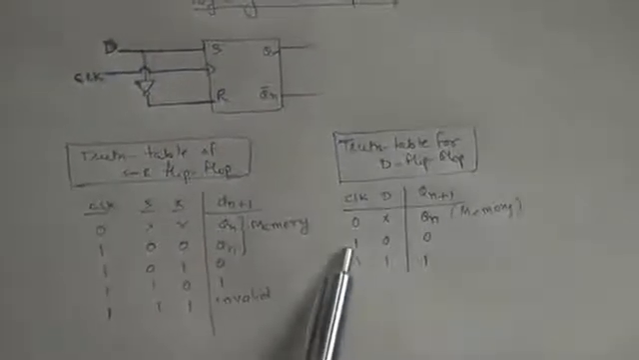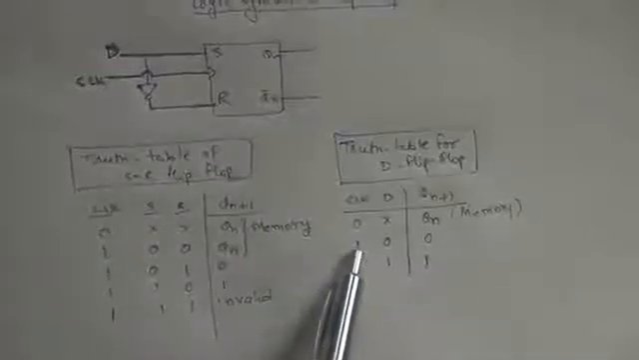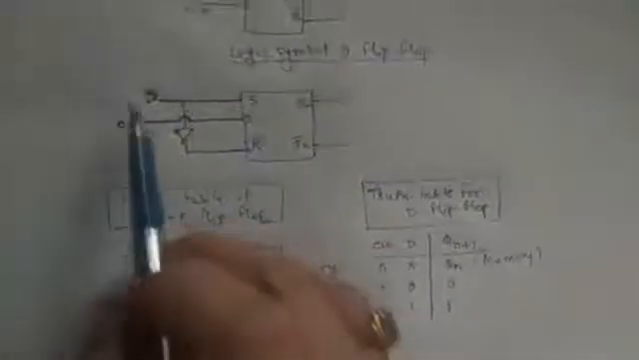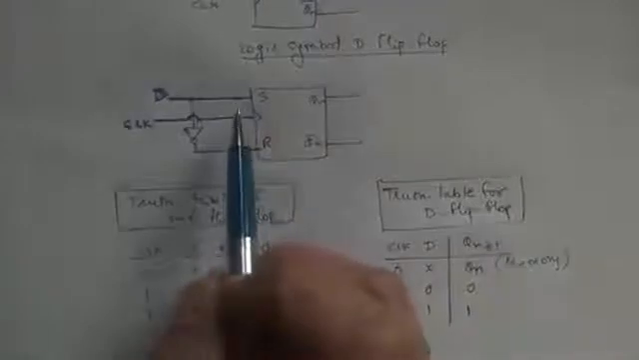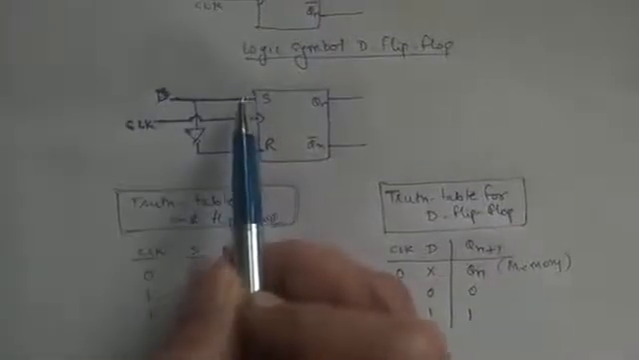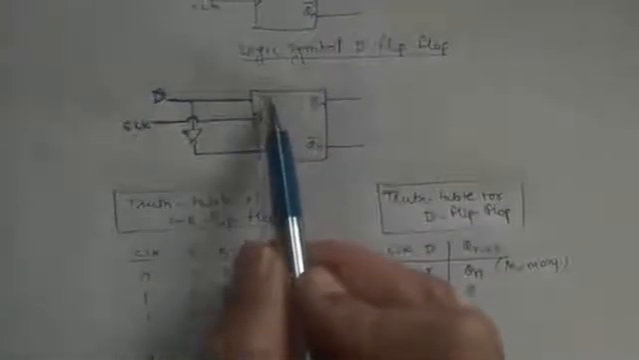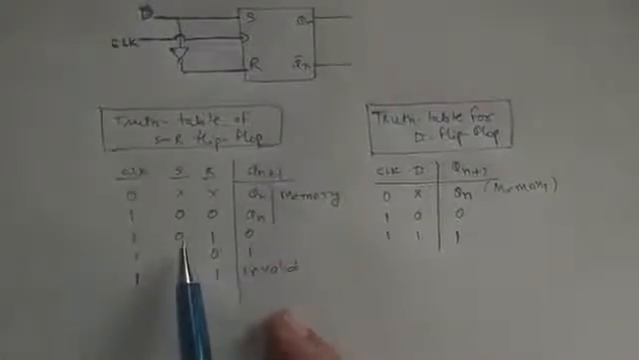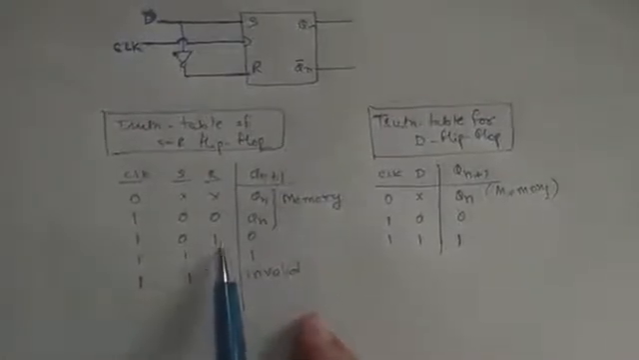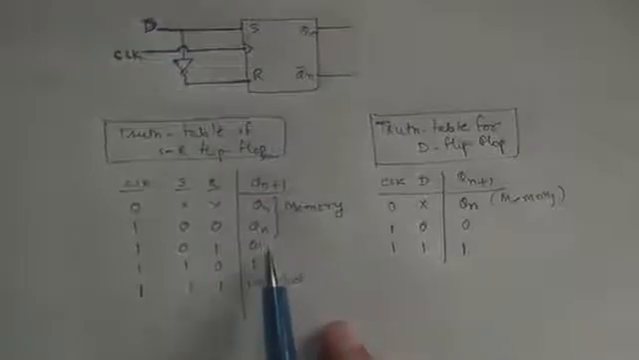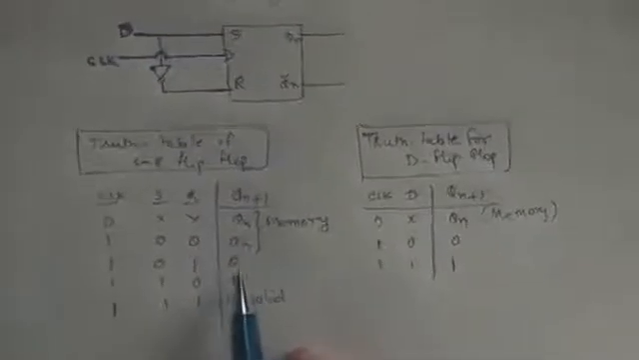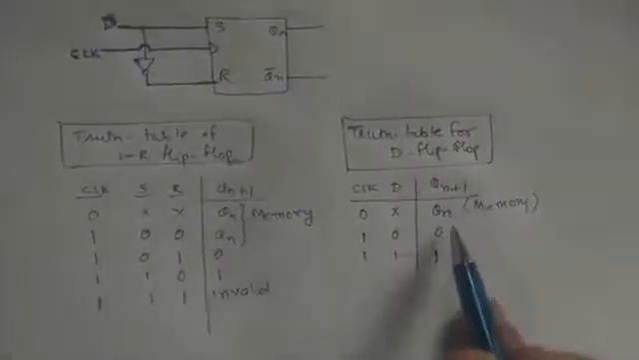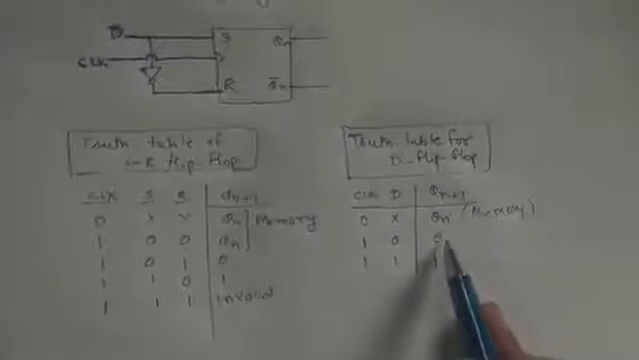Now when we apply the clock, and let us make D equal to 0. When we apply the clock and make D equal to 0, we can see here S will be 0, R will be 1. So from this truth table, S will be 0, R 1. Now have a look at the output. This is Qn plus 1 is 0. So this is what we have written over here. The output is 0.